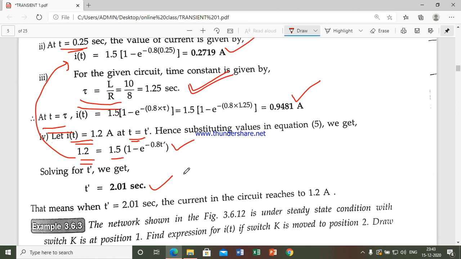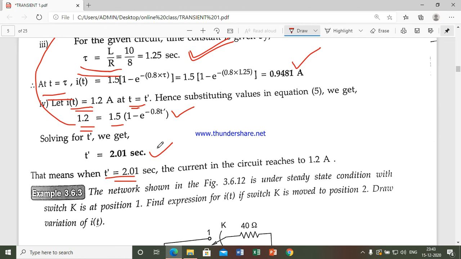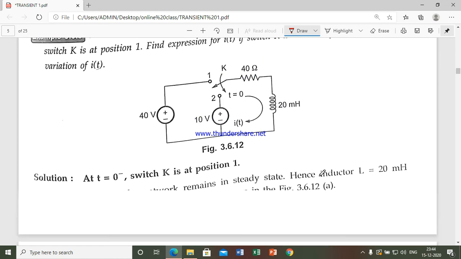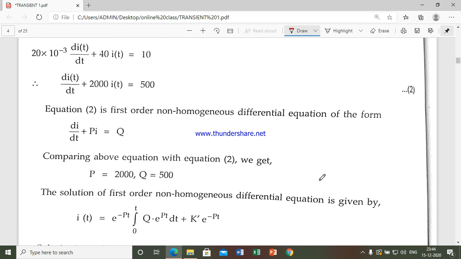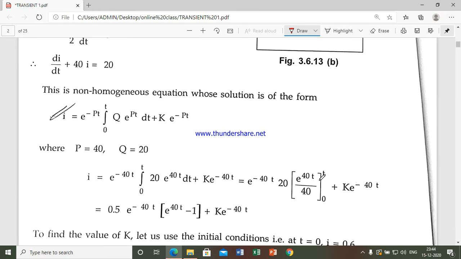This is the fourth question of the problem we have calculated. At t equal to 2.01 seconds, we will get I of t as 1.2. That is, the current in the circuit is 1.2 amps. This is how we solve the problem for a circuit which contains an RL circuit. Like this you have n number of problems. You can solve like this, you can solve n number of problems. In this case you can draw the circuit diagram also.